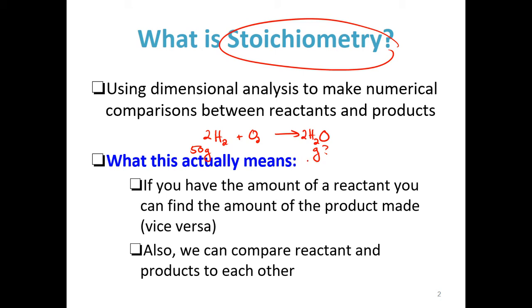You are trying to figure out, if I have 50 grams of hydrogen and 50 grams of oxygen, let's say, how much water will I actually end up getting? Okay, so predicting the amount of product is really a useful skill in chemistry, and it's applied all over the world all the time in real time. Okay, so you can compare reactants and products to each other very easily using this dimensional analysis principle.